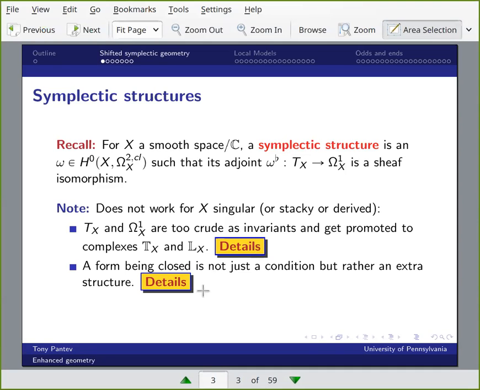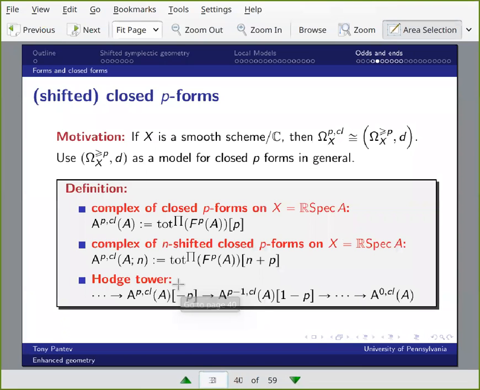So yeah, let me talk about forms being closed. If you have a smooth scheme, again, a smooth variety over the complex numbers, you can talk about closed algebraic P-forms, the same way you do it in differential geometry, but with algebraic coefficients. But in fact, we know from Hodge theory, it's more useful to talk not about closed P-forms, but about a complex of forms that's essentially equal to the closed P-forms. It's quasi-isomorphic to the sheaf of closed P-forms.